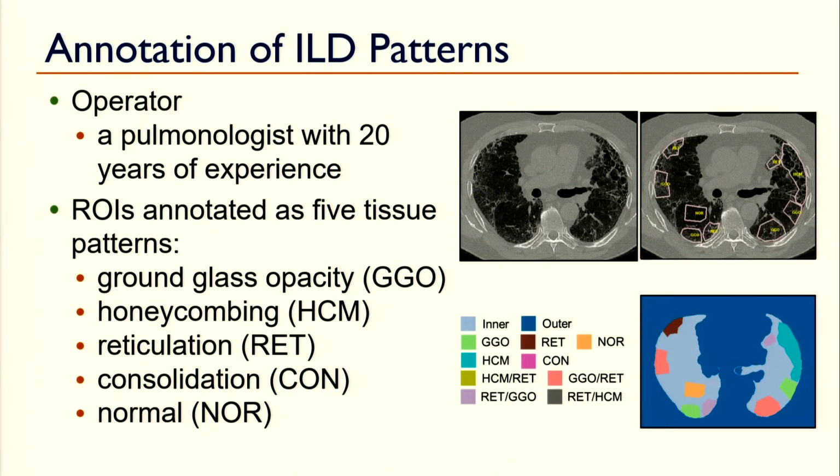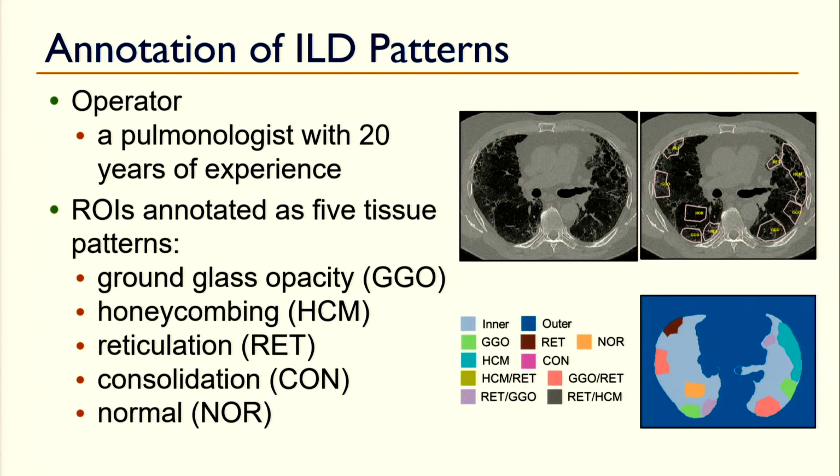As a first step, we train the U-net to segment chest CT images into clinically meaningful tissue patterns. To collect training data, an experienced pulmonologist manually extracted and annotated over 4,000 regions of interest on chest CT images of patients with interstitial lung diseases. The regions were classified into 5 lung tissue patterns, including ground glass opacity, honeycombing, reticulation, consolidation, and normal tissue pattern.